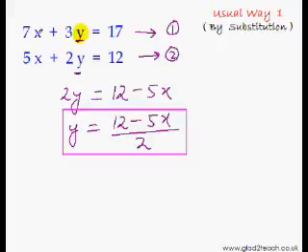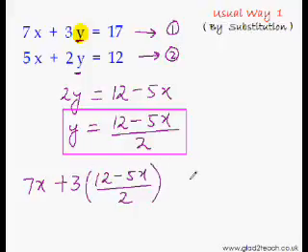So we would have 7x plus 3, and in place of this y, put this value, equal to 17. Now as you can see, we have eliminated y. In this equation, we don't have any y. See, you can't see any y here. So that means this is a linear equation in one variable, and now you can solve it. As you can see, it has this denominator 2, so we must get rid of it. How? By multiplying both sides of the equation by 2.